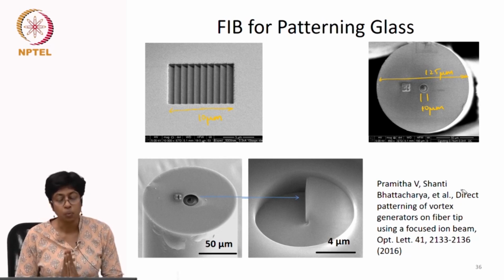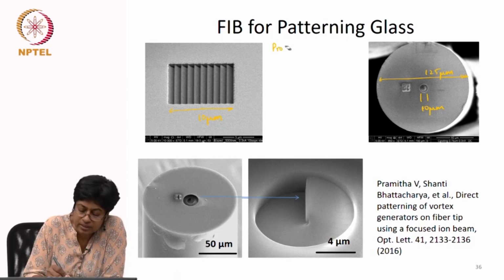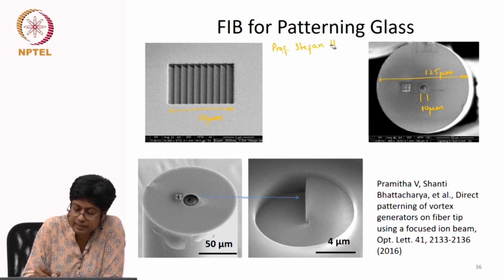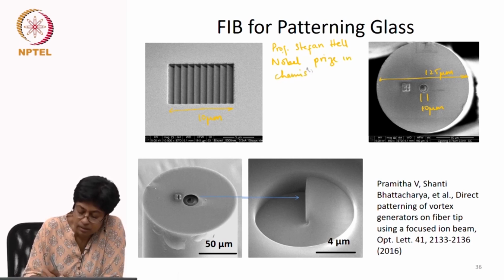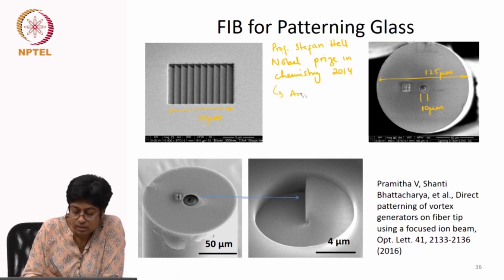I want to end with one example, and that is when we do imaging, we talk about diffraction being a problem, but please do look up Professor Stefan Hell. So maybe some of you will remember his name. He won the Nobel Prize in chemistry in 2014 for advances in fluorescent imaging.